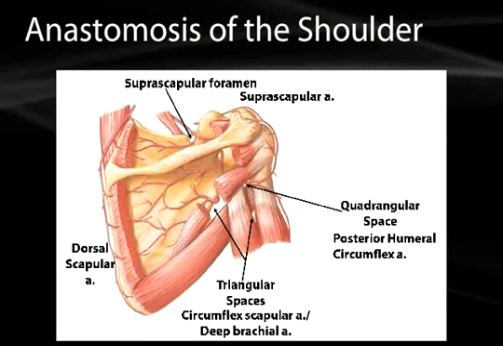Here you can see the shoulder anastomosis that we talked about earlier. There's going to be branches from the dorsal scapular artery and the suprascapular artery, which are both from the subclavian vessels, and they're going to anastomose with the circumflex scapular and some of the ascending branches of the posterior humeral circumflex, which will come around and complete the anastomosis off of the axillary branches.